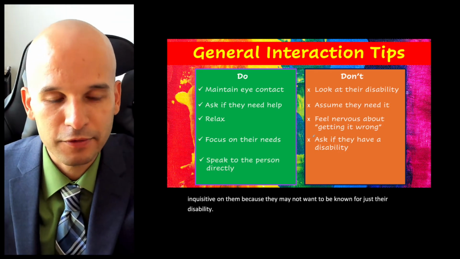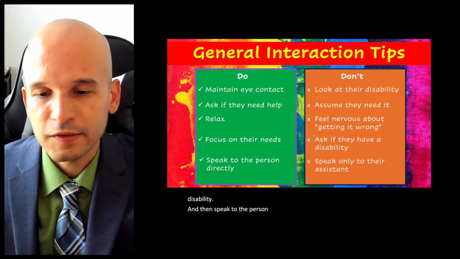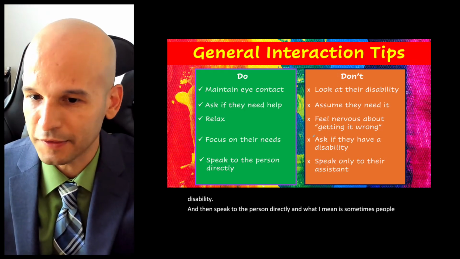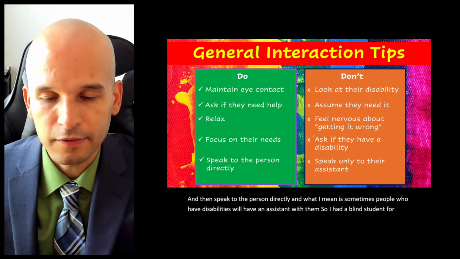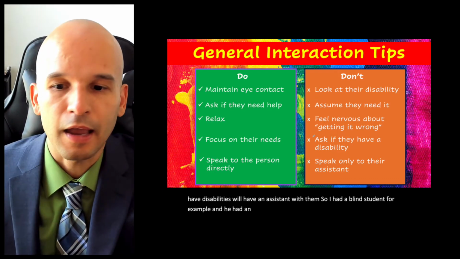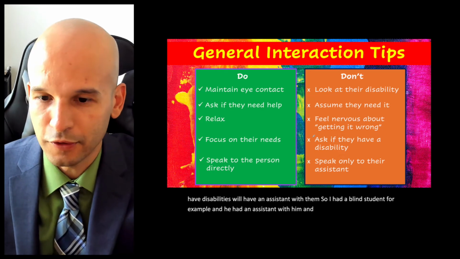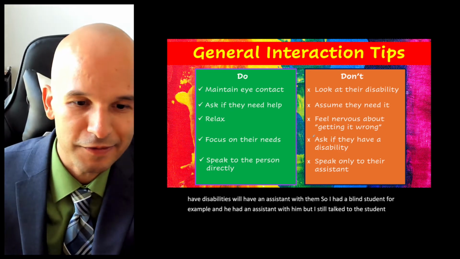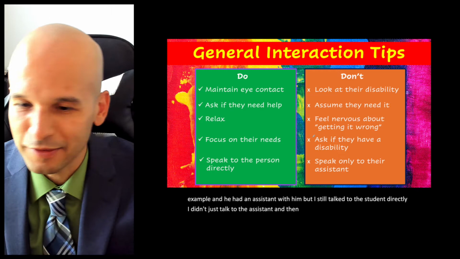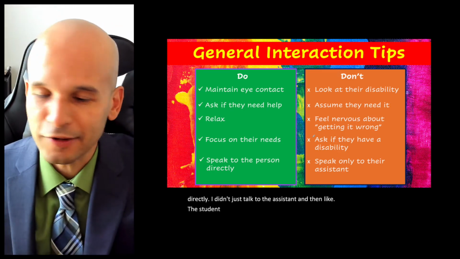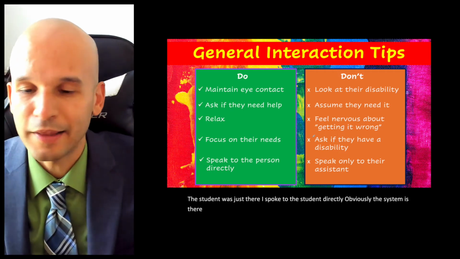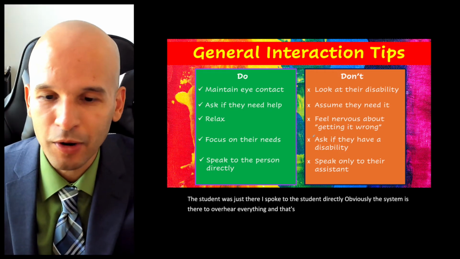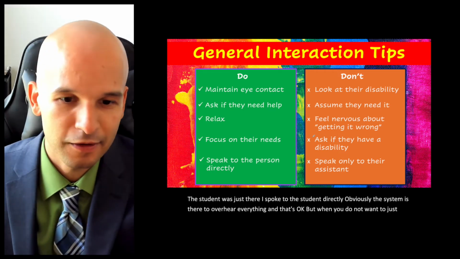And then speak to the person directly. What I mean is sometimes people who have disabilities will have an assistant with them. So I had a blind student, for example, and he had an assistant with him, but I still talked to the student directly. I didn't just talk to the assistant and then the student was just there. I spoke to the student directly. Obviously, the assistant is there to overhear everything, and that's okay. But you do not want to just speak directly to the assistant, okay?